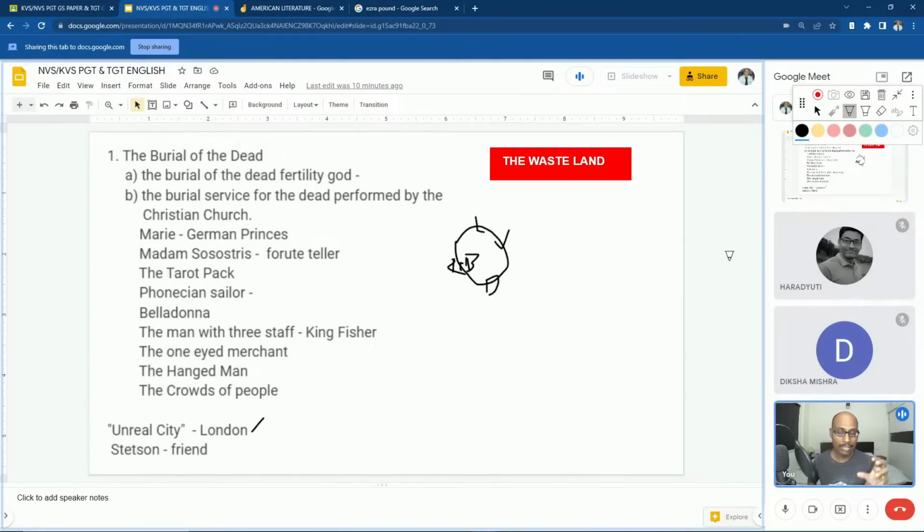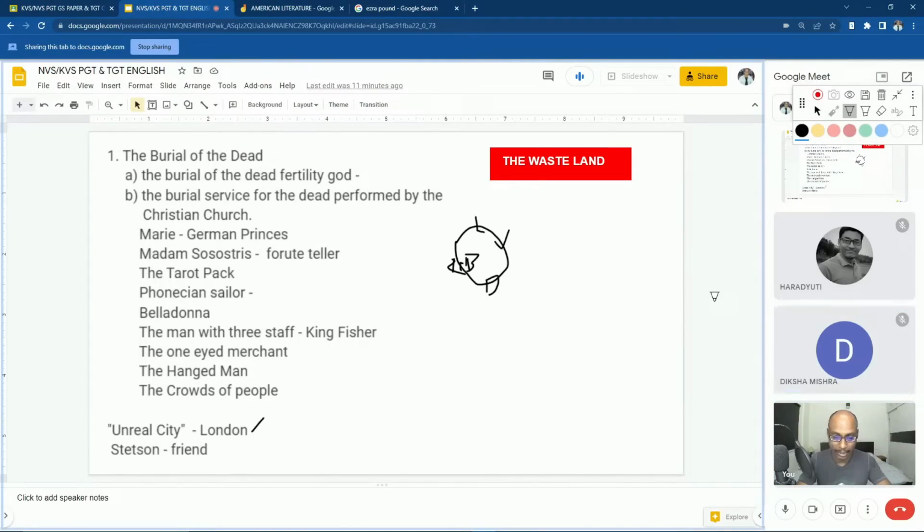And what is the city which is considered the unreal city, Goji? London. London is an unreal city. And who are the wastelanders? The people living in the London city. So when T.S. Eliot watched the people in the London city, he considered this entire land a wasteland. Wasteland in the sense that the people have lost their morals, there is degradation, and they are not living life according to the Christian belief. Diksha, any questions?